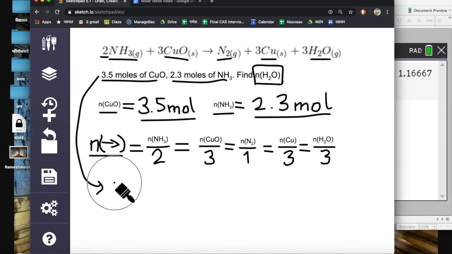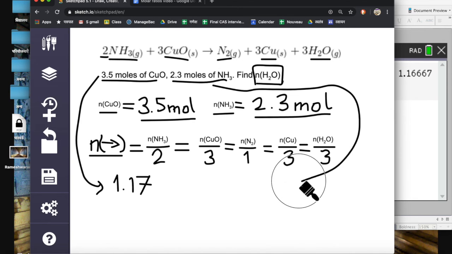1.167, or rounding to 3 significant figures, 1.17. This is the number of moles of reaction that would take place if copper oxide was the limiting reagent. Now let's consider the case where ammonia is the limiting reagent. How many moles of reaction would take place if ammonia was the limiting reagent?